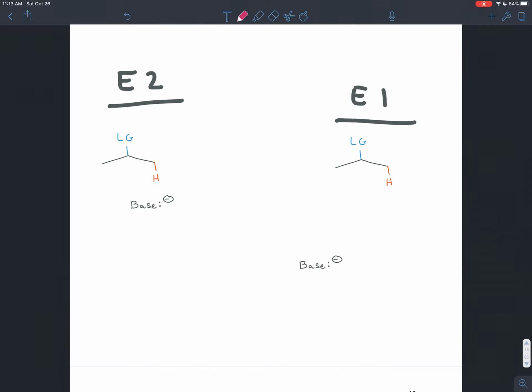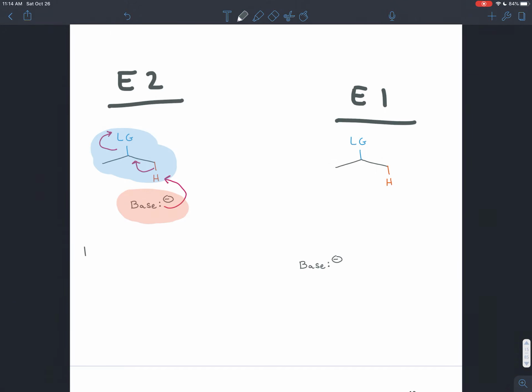Recall that in an E2 process, you have the proton transfer: the base steals that beta hydrogen, and the electrons go toward the leaving group. So that's proton transfer, and you have loss of a leaving group happening at the same time. And so two molecules are really involved in that. You have the substrate, and you have the base.